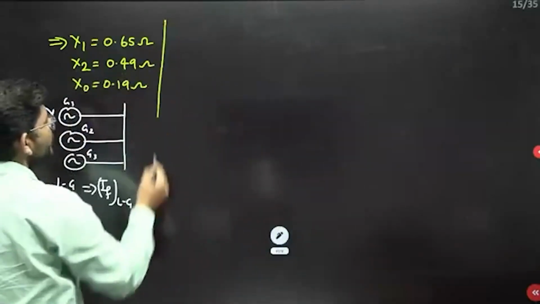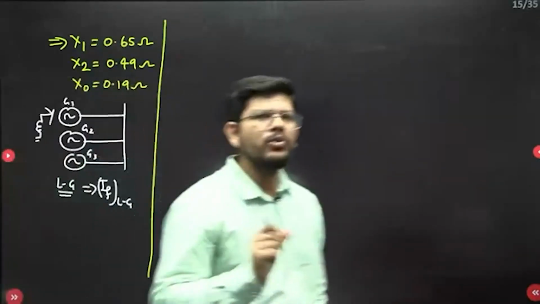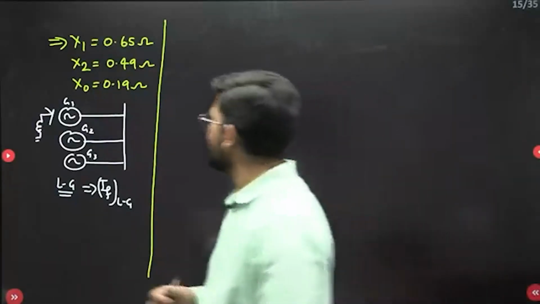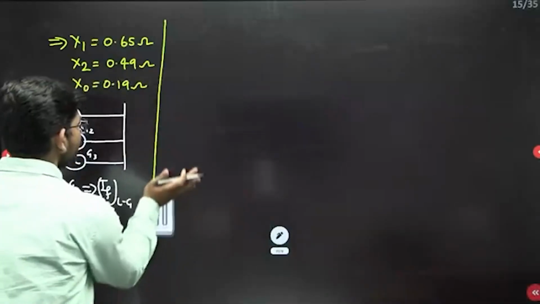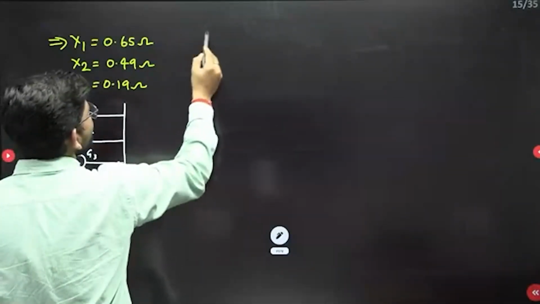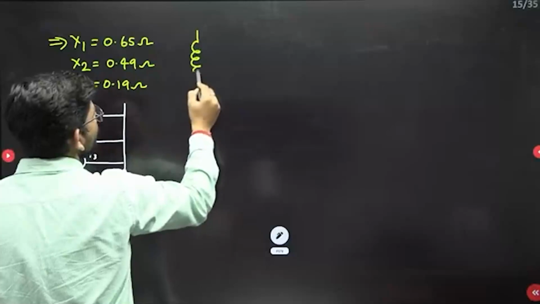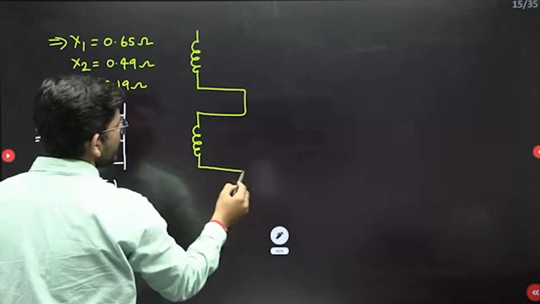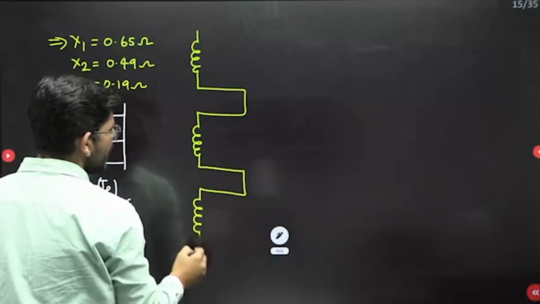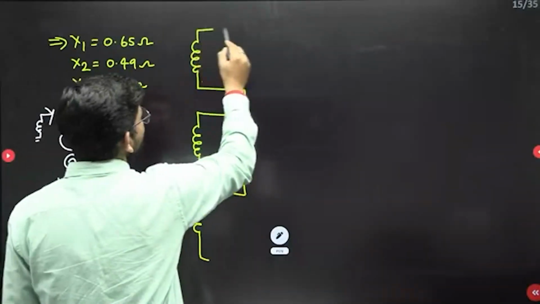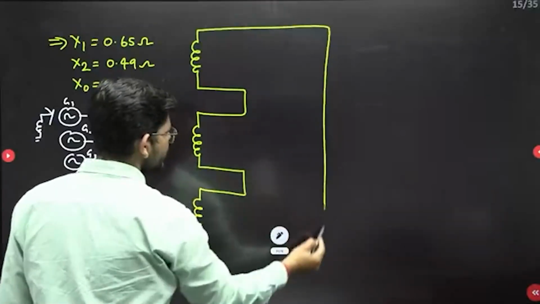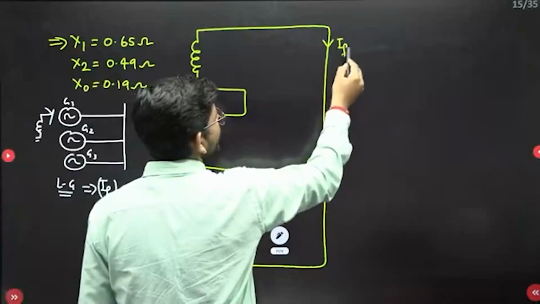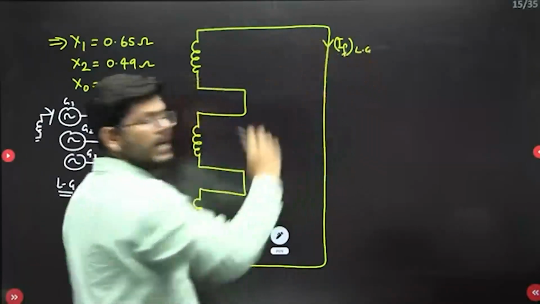If I ask you one simple question, in case of line to ground fault, how are the three sequence networks connected? They are connected in series. So you will connect them like this. We have three sequence networks and they will be connected in series. This is positive sequence, then we have negative sequence and then the zero sequence. They are connected in series with respect to each other, like this. And this is where the fault current will be flowing.